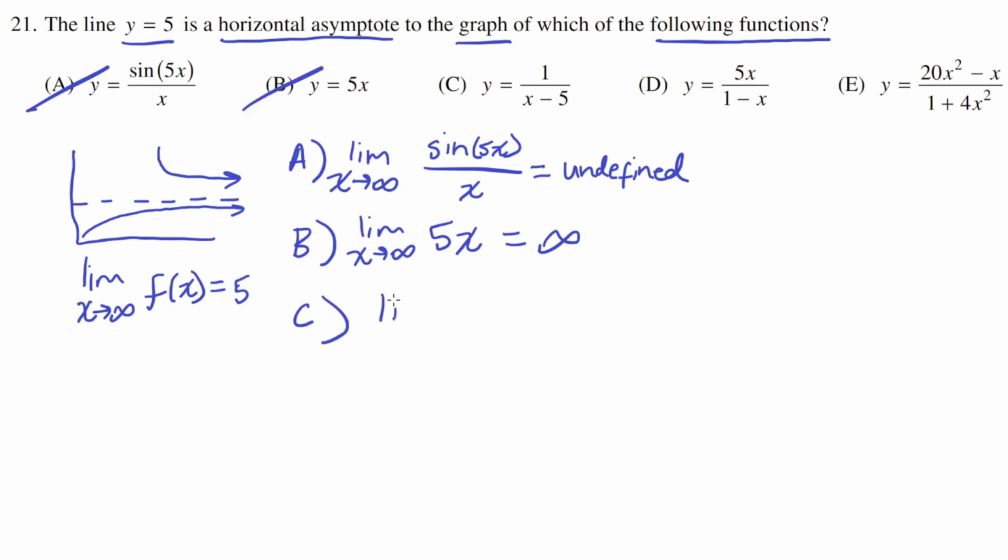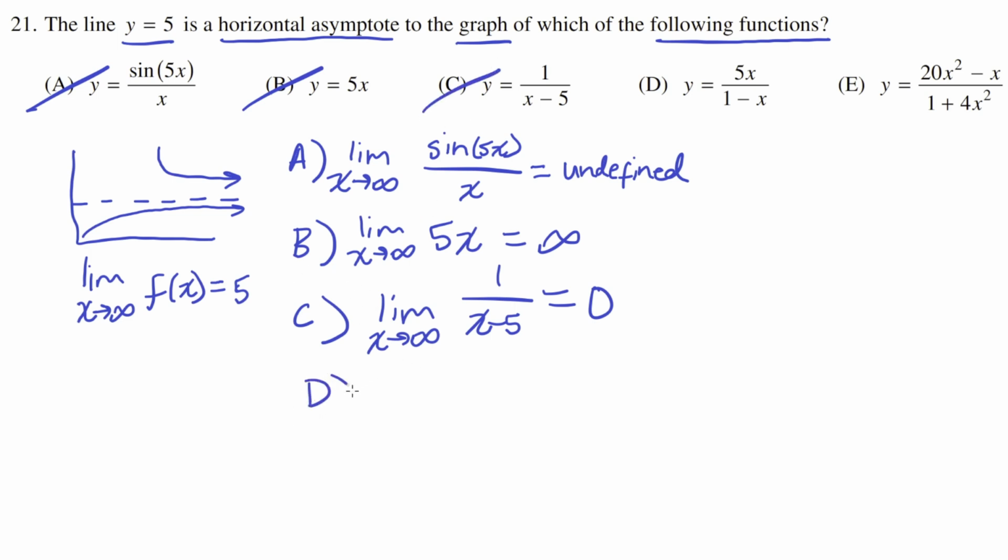Okay, C, the limit as x approaches infinity of 1 over x minus 5. Here, if we plug in infinity for x, we'll have a rational function where we're dividing by infinity. So this just evaluates to 0. So C cannot be correct.